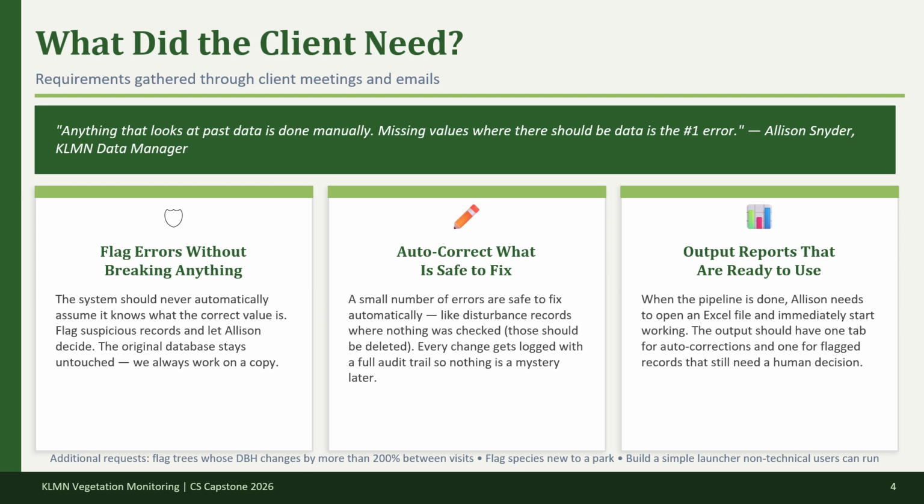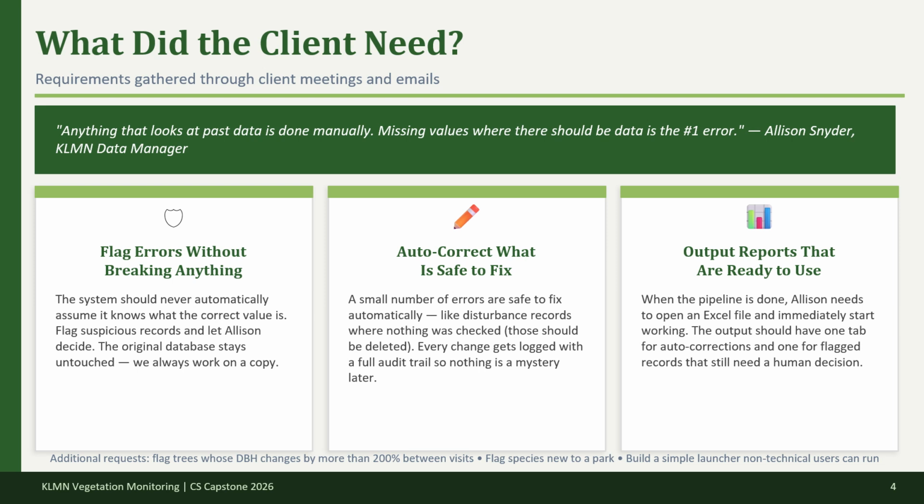So that led us to 3 core design principles. First, flag errors without breaking anything. We always work on a copy of the database, never the original. Second, autocorrect what is safe to fix. Some errors have one obvious right answer, like a disturbance record where nothing was checked. That should just be deleted. And every deletion gets logged with a full audit trail. Third, output reports that are ready to use the moment the pipeline finishes. Allison shouldn't have to do any extra work to start fixing issues.